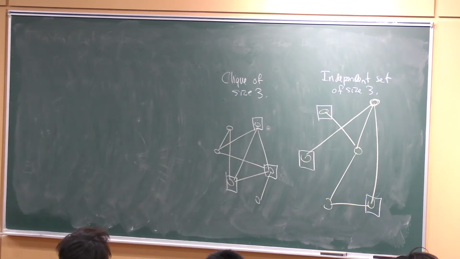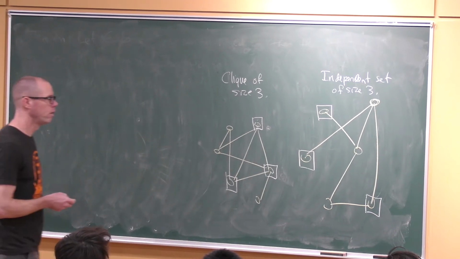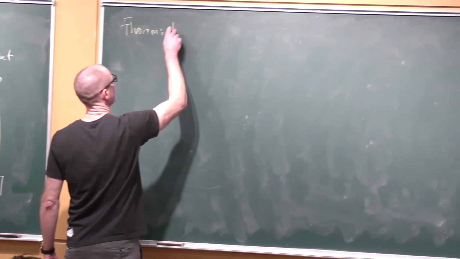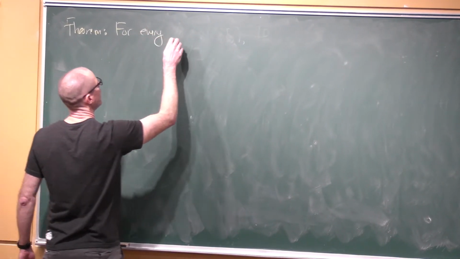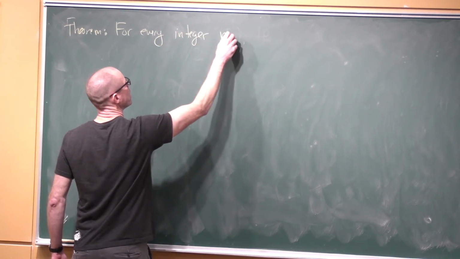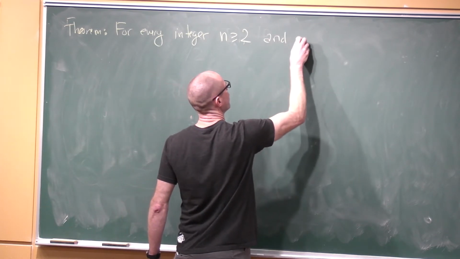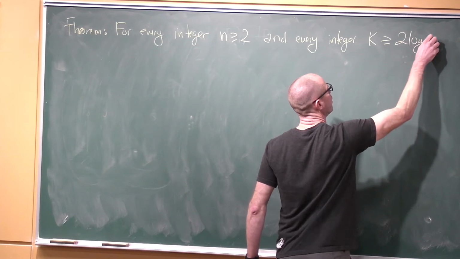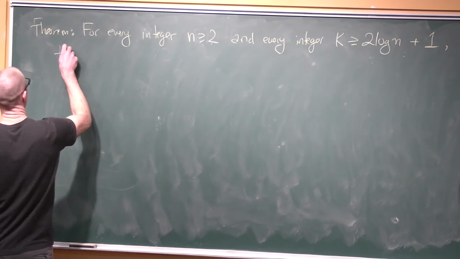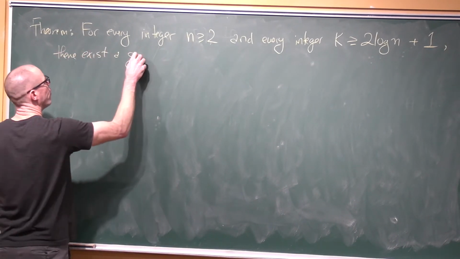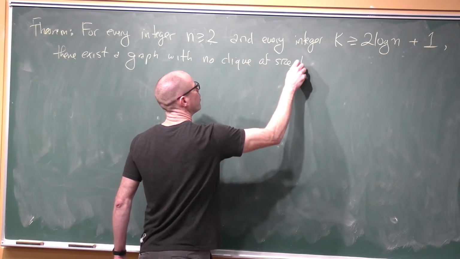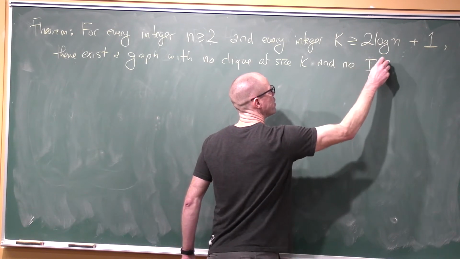So that seemed like a plausible thing to believe, but actually not. So here's the theorem. For every integer n bigger than or equal to 2, I think I have to say, and every integer k bigger than or equal to 2 log n plus 1, there exists a graph with no clique of size k and no independent set of size k.